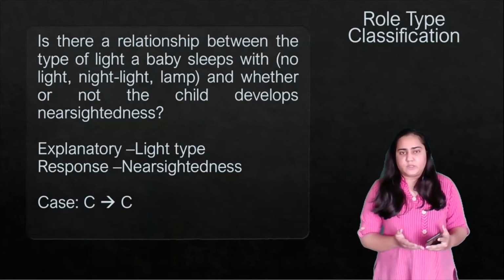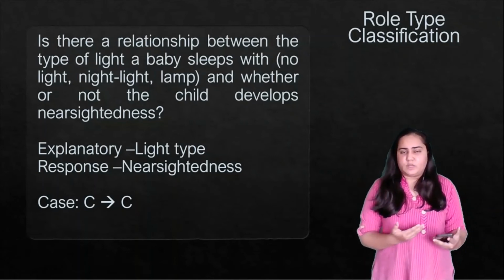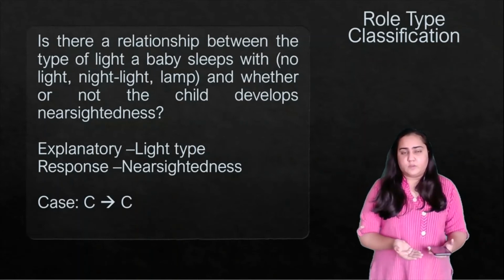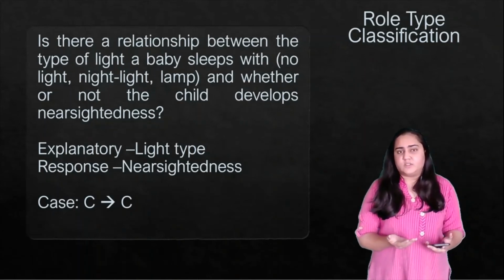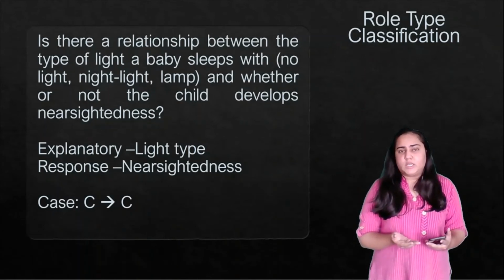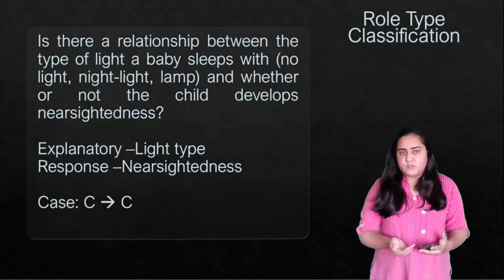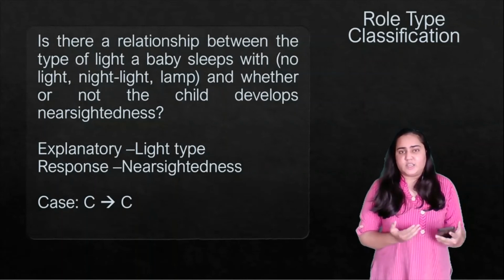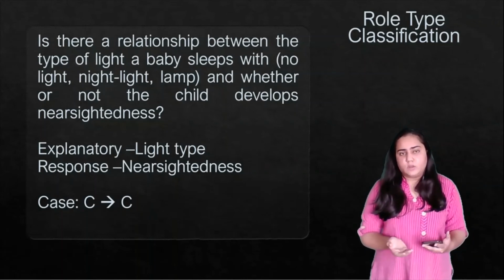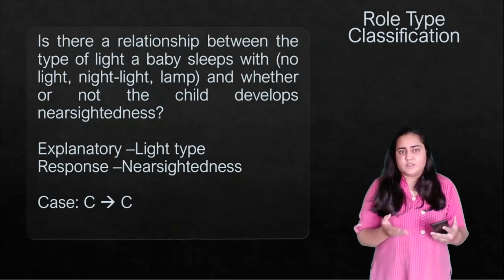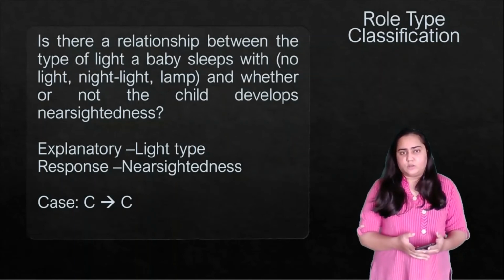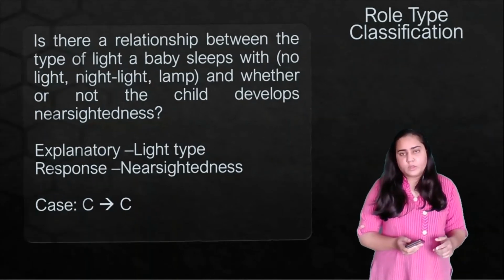Now both the variables in this case, if we talk about light type, we are already given the three categories in the question itself. So that in itself is a categorical variable. But when we talk about nearsightedness, it is a yes or no question, whether the child will develop nearsightedness or not. So because it is yes or no, it is also categorical. So this is a C determines C type of case.